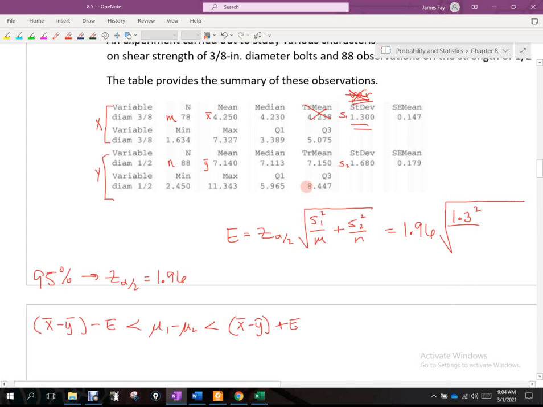Okay. And I'll divide that then by 78. And I'll add to that the standard deviation of the 1/2 inch diameter bolts, which is 1.68. And then I'll divide that by 88. Is that okay with everybody? Okay. So let's figure out what E is.